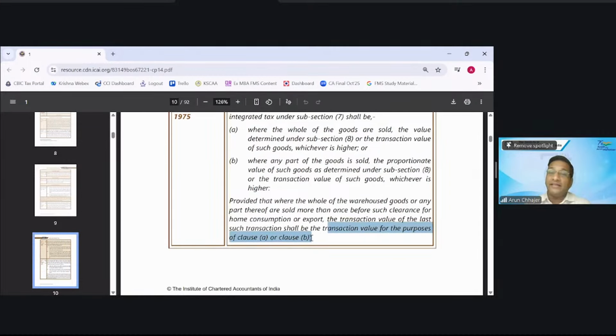Now, here, can you recall some entry of the schedule 3? Can you recall some entry of the schedule 3?